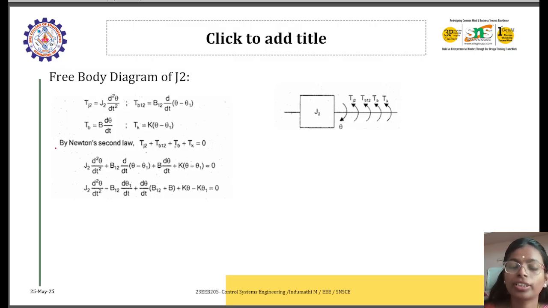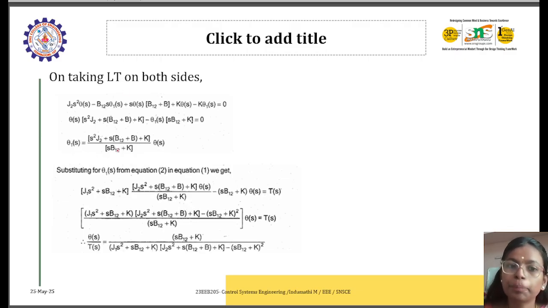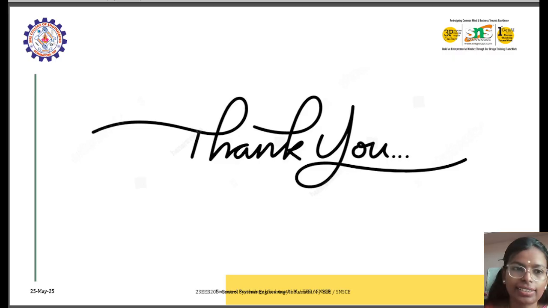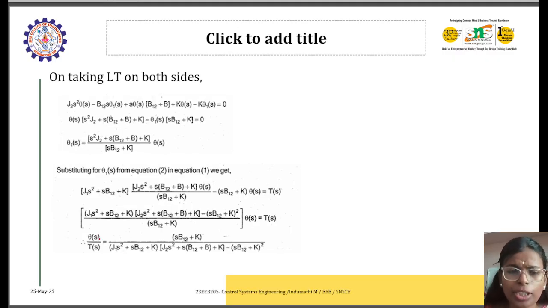And now we have J2. So draw the free body diagram for J2. We don't have any applied torque here, only the opposing torques of all components connected to J2. Solve as we have solved previously, then simplify this and you'll get the answer. The final output by input is your transfer function.